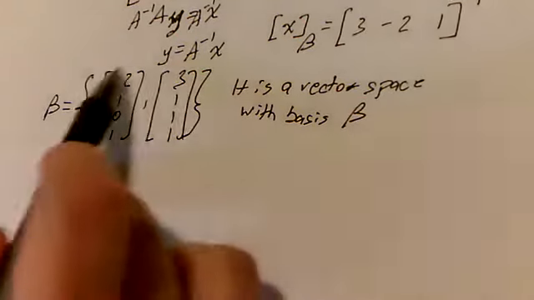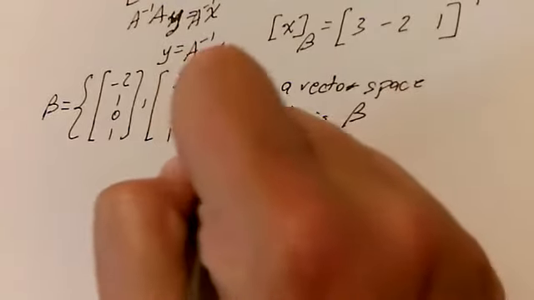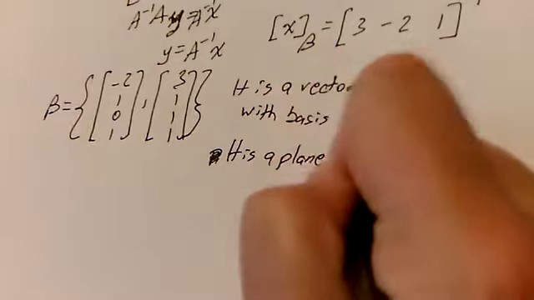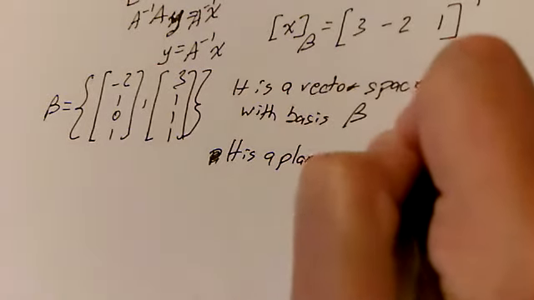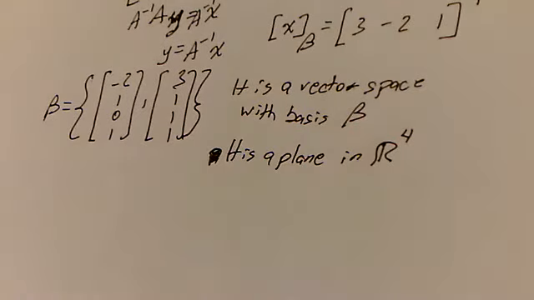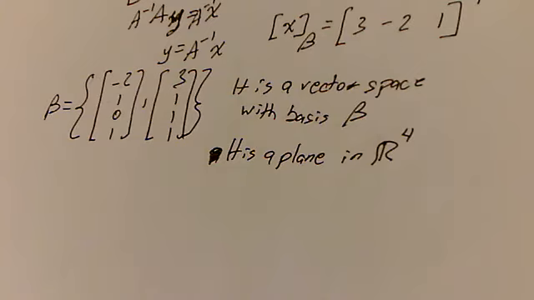So this is a plane. So H is a plane in R4. H is not in R2, even though there's only 2 dimensions. H is in R4. R2 is not even a subset of R4.